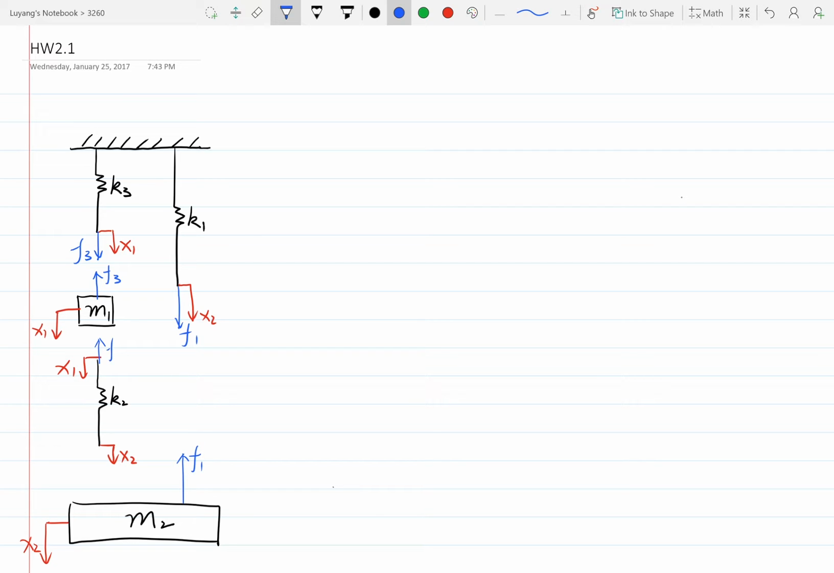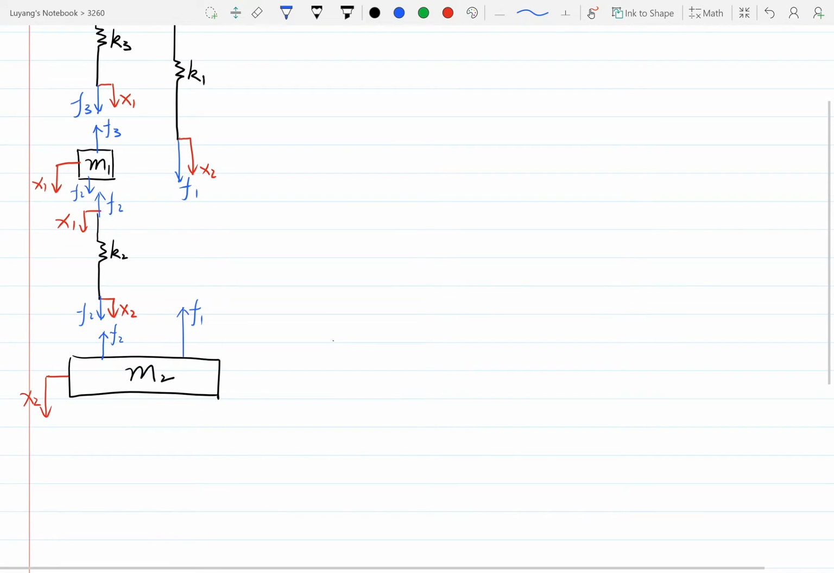here and here. So there's a force F2 on the lower end of M1, force and counterforce, and here on M2 also force and counterforce. So there's a F2 upwards on the left side of M2. Also there's a force F(t) downwards on M2.